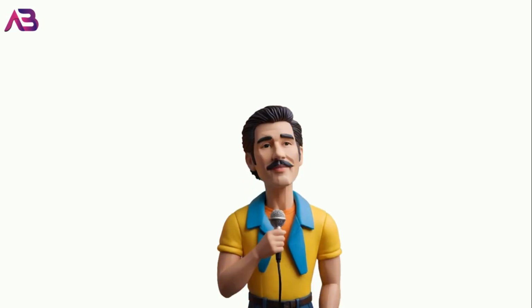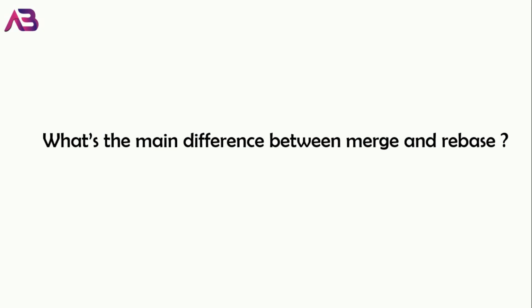Now let's talk about Git Merge. Essentially, Git Merge does the same thing. It takes the commit from, let's say, our experiment branch and adds them to the master branch or any other branch you are working on. So what's the main difference in Git Merge and Git Rebase?